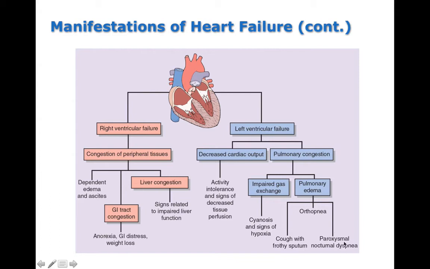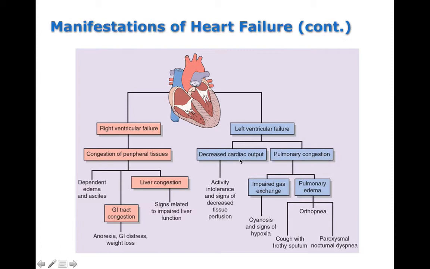You also have difficulty breathing at night, and difficulty breathing while lying down. Now, impaired gas exchange comes from the fact that you're increasing the respiratory membrane thickness because of this accumulation of fluid, and we know that diffusion is going to occur more slowly, so this is going to cause things like cyanosis and hypoxia, and this is all due to that pulmonary congestion.